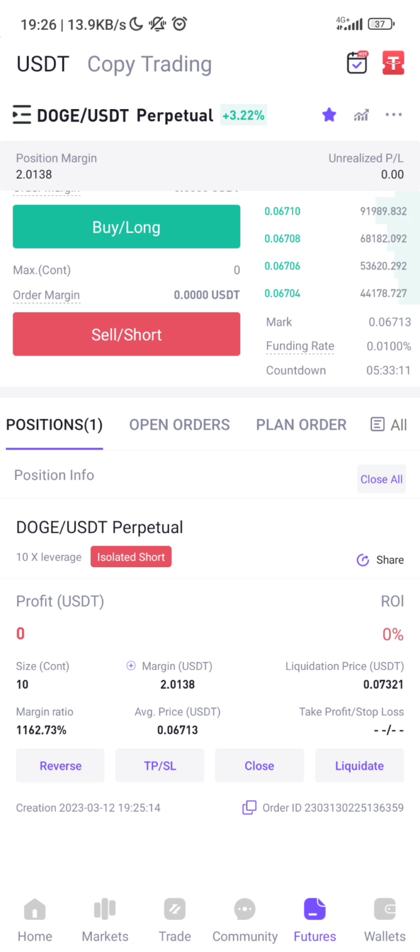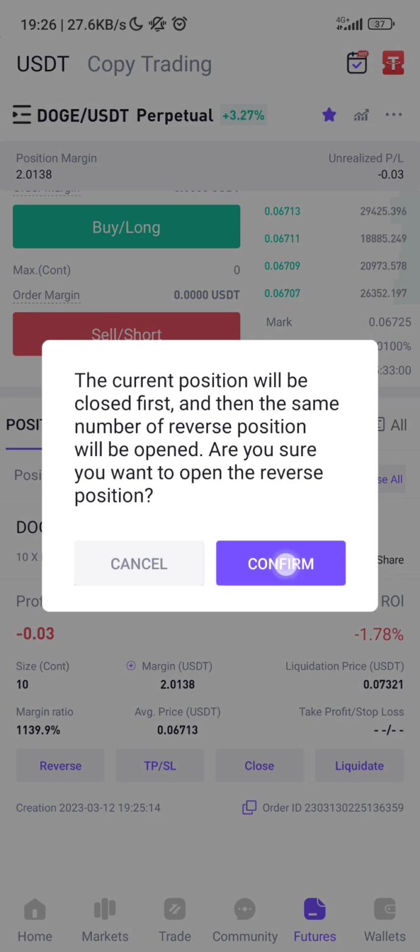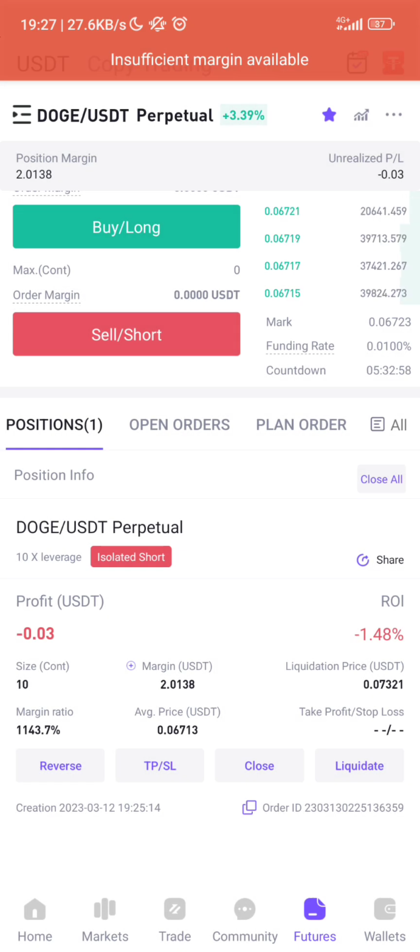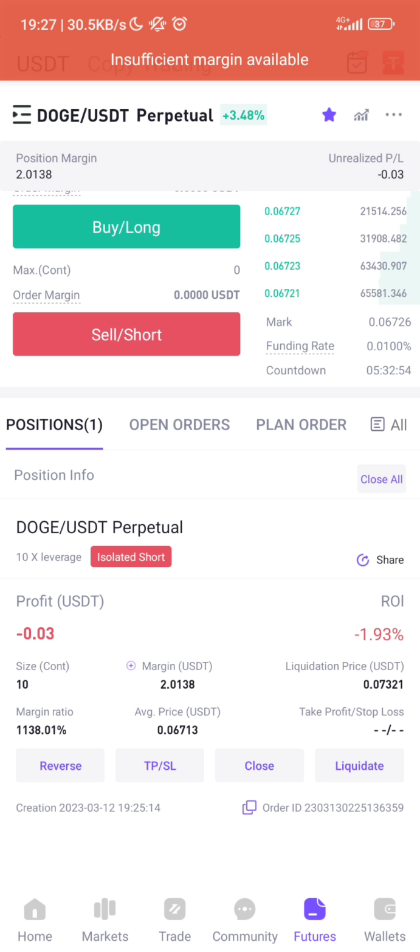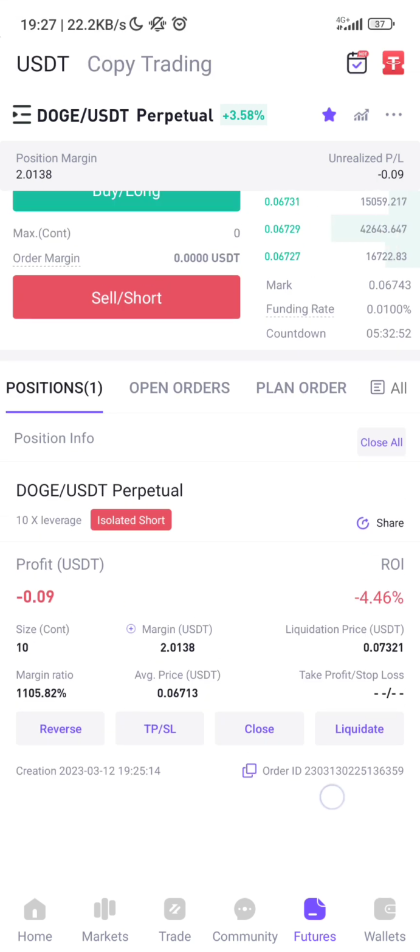Okay, let's do the reverse. Let me just demonstrate the reverse before I demonstrate the split. Wow, we are in loss already. Let's reverse this. Insufficient margin, we can't reverse because you have insufficient funds. But if you have enough funds, you can at least try that out and see for yourself.